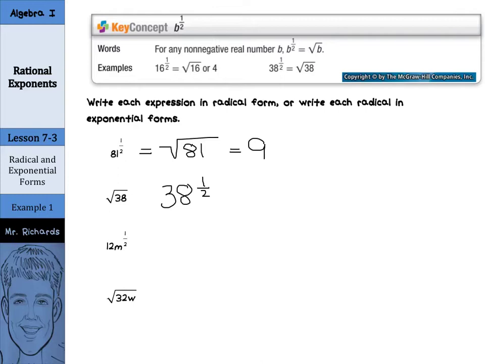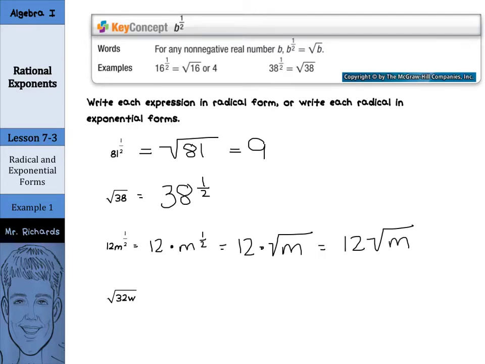What about 12 times m to the 1/2? Well, it's important to realize that the 1/2 power is only being applied to the m. It's not being applied to the 12. So this is just 12 times m to the 1/2 power. The 12 kind of stays out of it. So this is going to be 12 times the square root of m. And we don't even need that multiplication sign there. We can just write 12 with the square root of m.